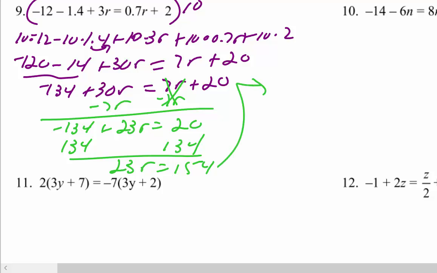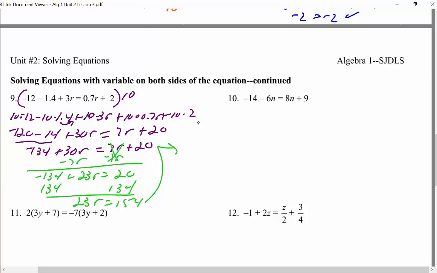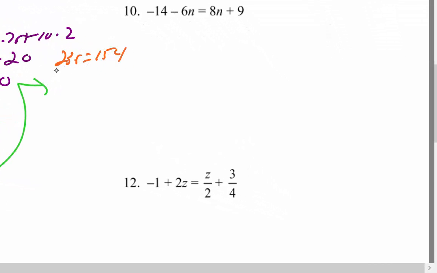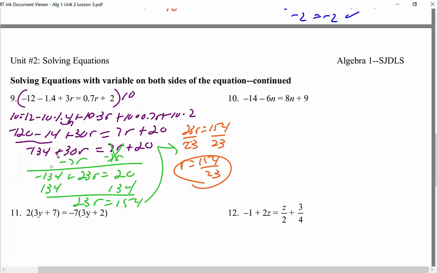So now I have to come up here and finish it. I ran out of room. So I have 23r equals 154, so I divide by 23. So r equals 154 over 23. The only thing that you could do is see if 23 goes in there evenly, because 23 is prime, but that's the answer. I definitely don't want to plug that thing back in.